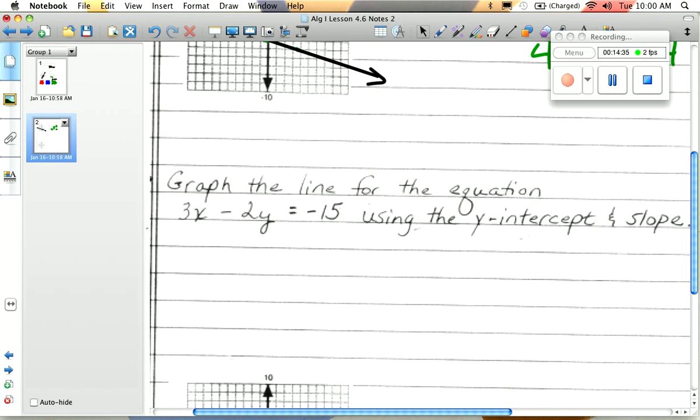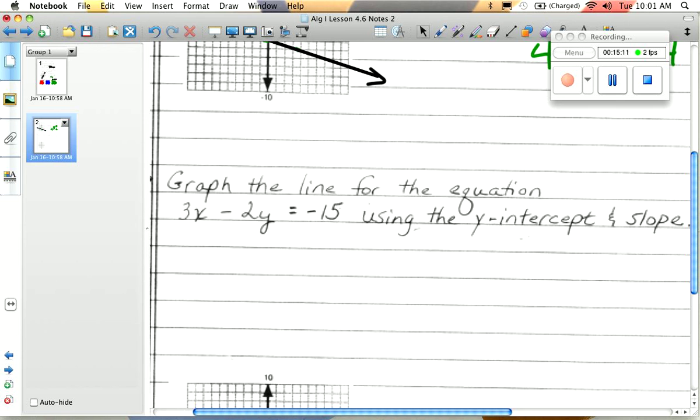Graph the line for the equation 3x minus 2y equals -15 using the y-intercept and the slope. What form is this? This is standard form. What method have we used with standard form? When we left it in standard form, what did we find then? The x and the y intercept, so we graphed it that way with those 2 points. So this is saying it doesn't want you to use the x and y intercept, it wants you to use the y-intercept and the slope.